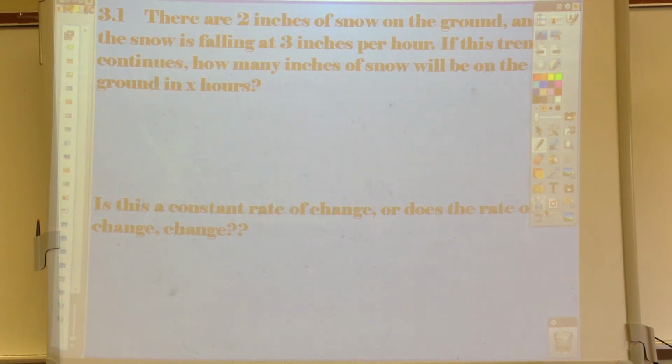This is Algebra 2, Section 3.1. There are 2 inches of snow on the ground, and the snow is falling at 3 inches per hour. If this trend continues, I'd like us to be able to write an equation matching the situation. How many inches would be on the ground in x hours? Let's write it in y equals mx plus b form.